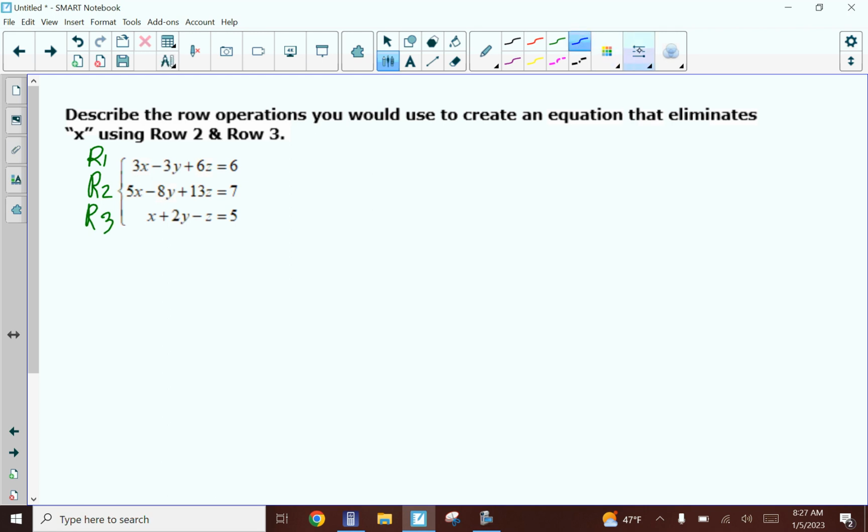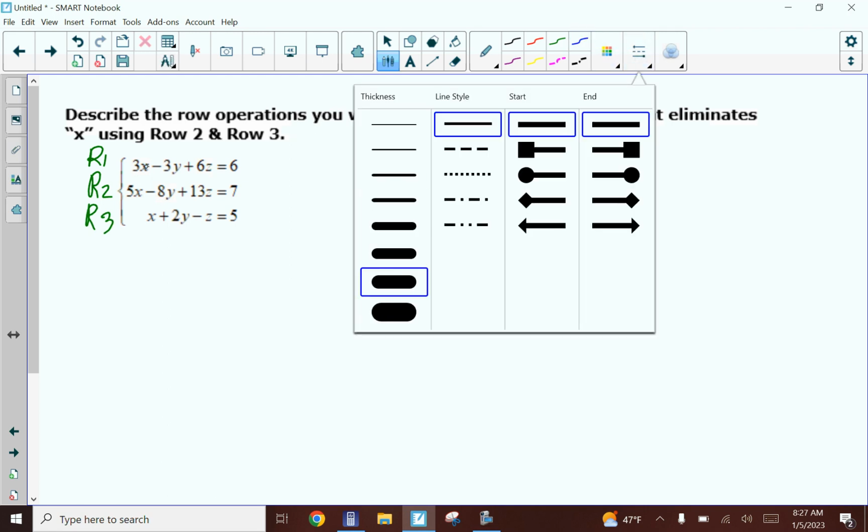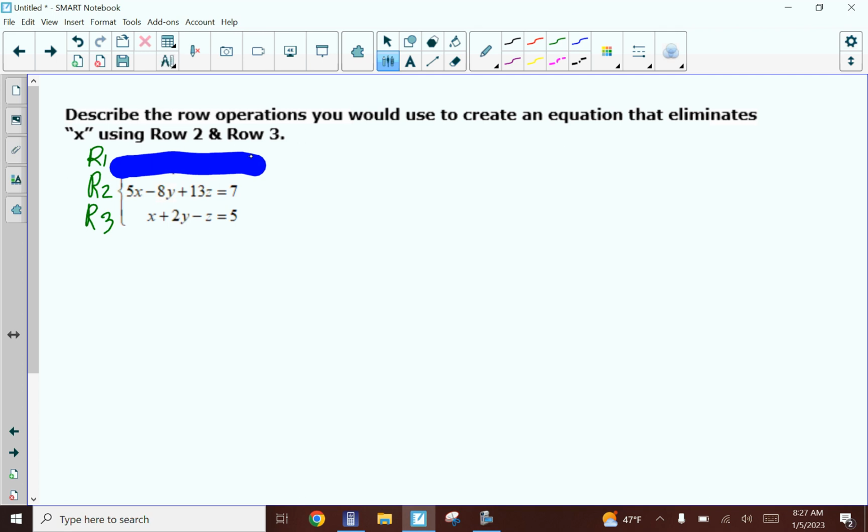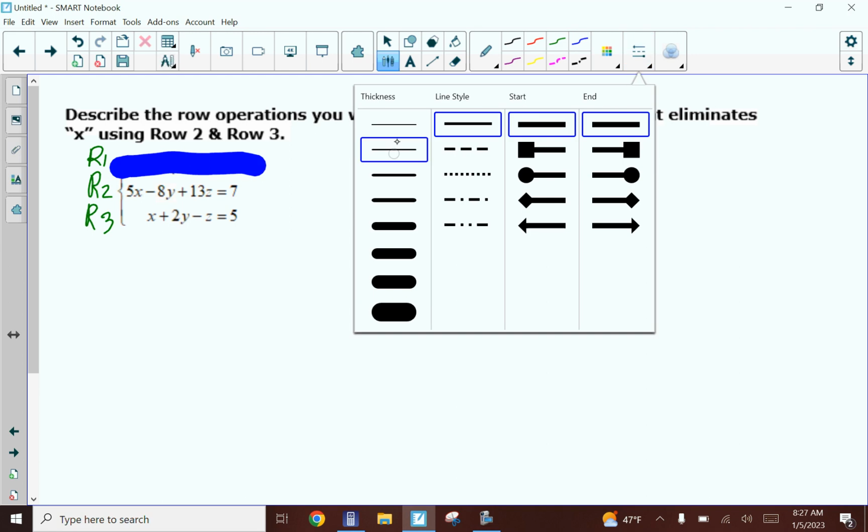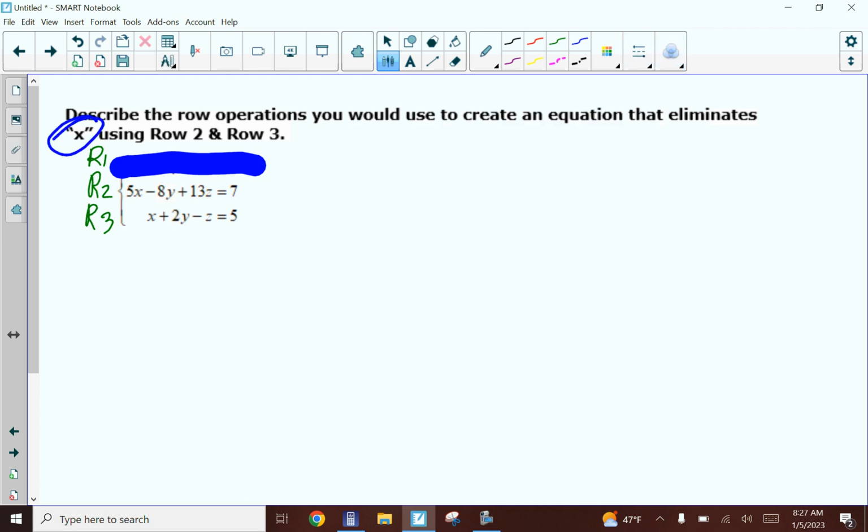So since they talked about row 2 and row 3 only, the first thing I'm going to do is I'm going to cross out row 1. Row 1 is a distraction. Now, they also say to focus just on x, okay?